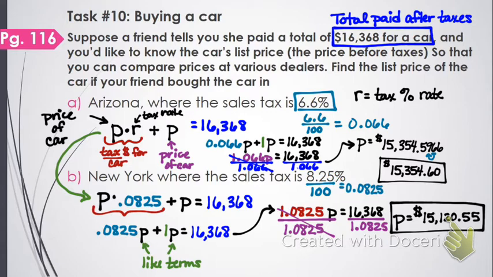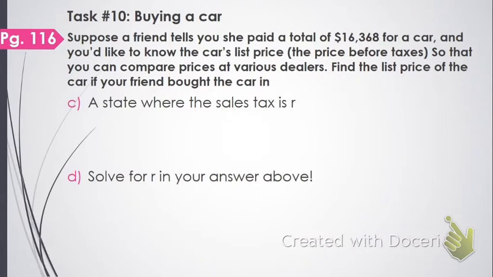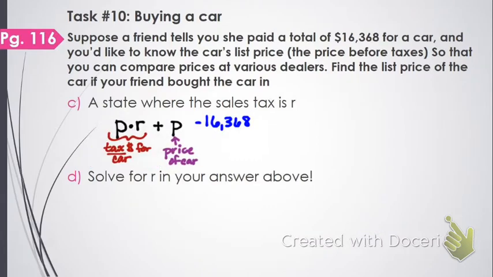P times R plus P equals 16,368. So I'm going to copy that as is, and I'm going to paste it in right here. Apparently missing an equal sign there. All right, there we go. So far, so good? All right, that's all we needed on part C. That was it.